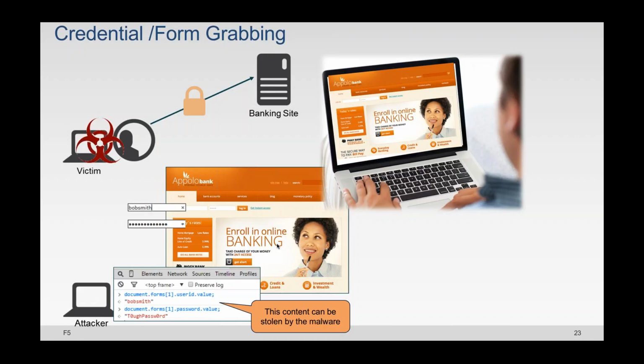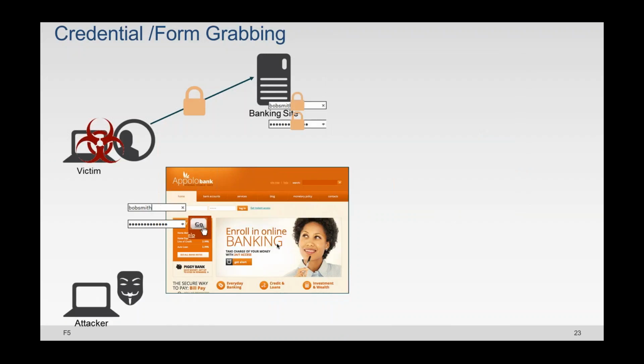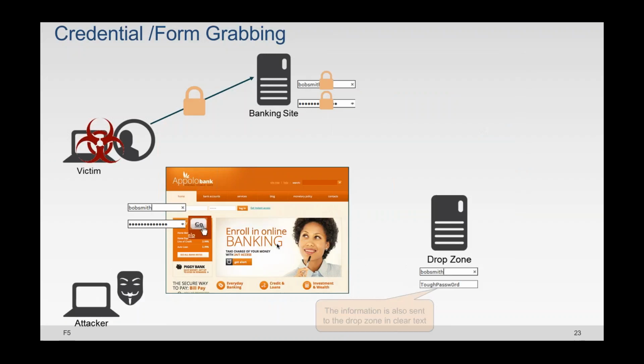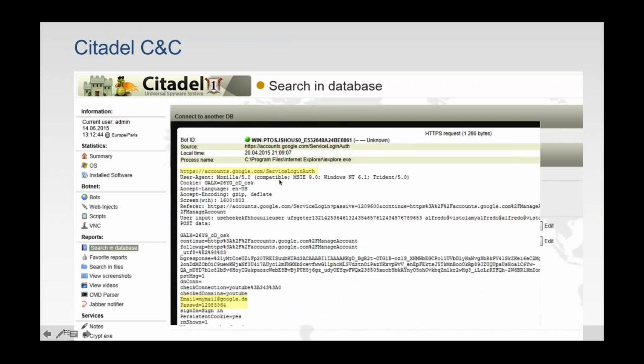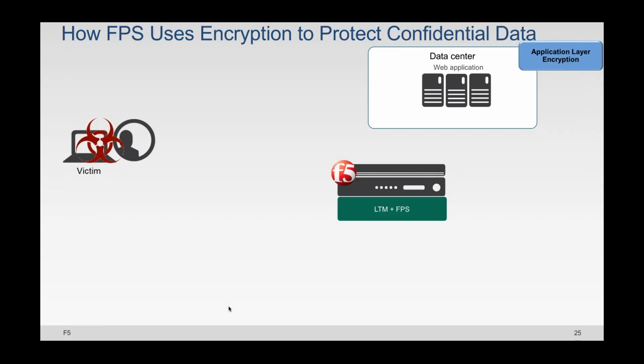Effectively, when the user submits the application, everything's great, but at the same time, those credentials are sent off to the drop zone and then exposed to the fraudster. Now, here's an example of Citadel, which is a command and control server, and in this example, you can see I've had a connection to HTTPS google.com, and here you can see that the username and the password is exposed in clear text. This is something you can demonstrate very easily yourself if you want to see this working.